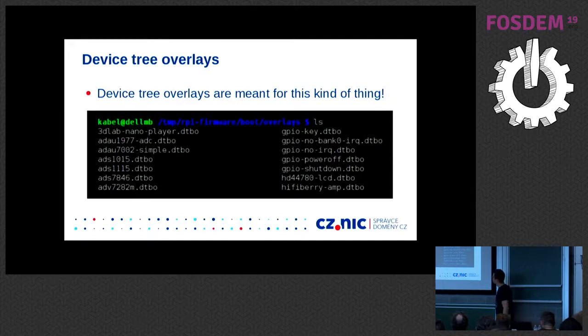Here is a screenshot of a listing of all the different device tree overlays supported by Raspberry Pi. So if you look into the /boot/overlays directory on your Raspberry Pi, you can find all these overlays and more. Here are only 14 listed.